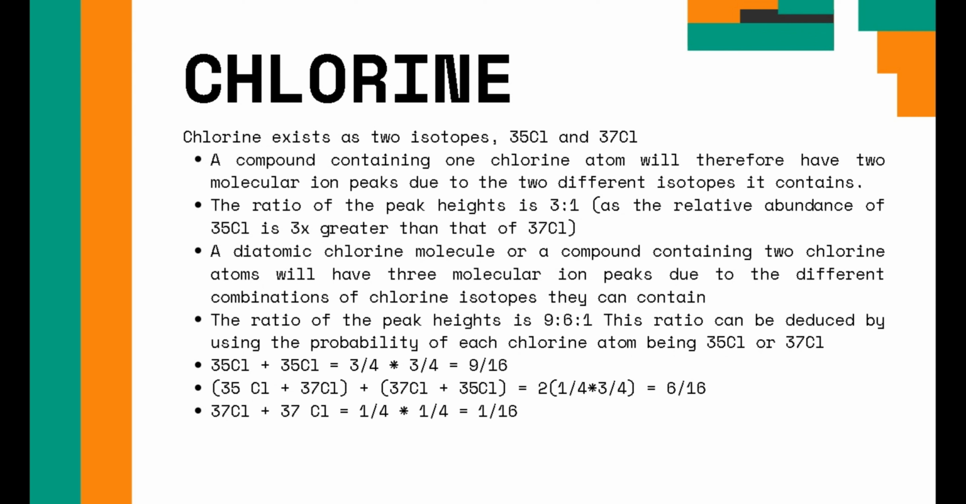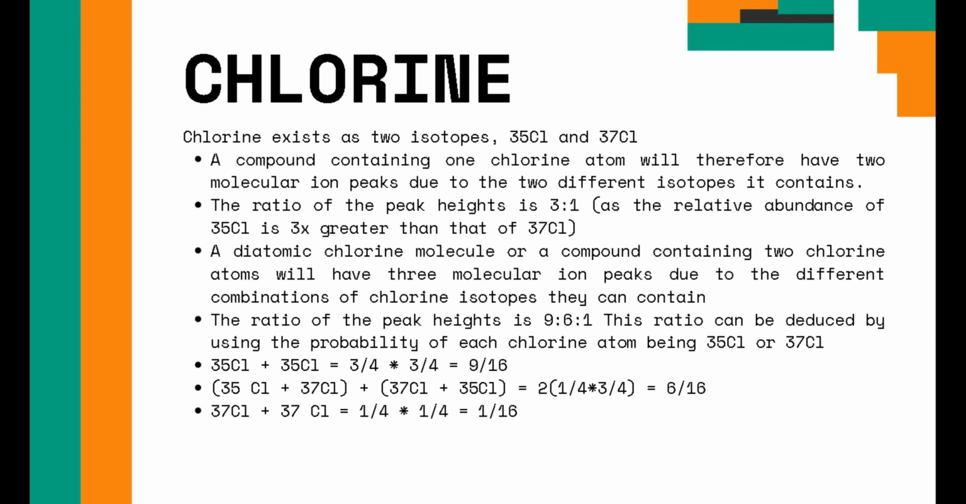35Cl has an abundance of 75%, as we saw in the earlier slide, and 37Cl has an abundance of 25%. 75% in fraction is 3/4 and 25% is 1/4. Hopefully you know the AND and OR rule from probability. For ANDs, we multiply, for OR, we add. For 35Cl and 35Cl, we have 3/4 times 3/4 gives us 9/16. For 35Cl with 37Cl and 37Cl with 35Cl gives us 2 times 1/4 times 3/4. We are considering these two together because they have the same MR, which gives us 6/16.